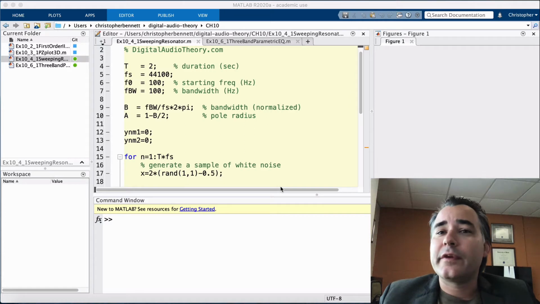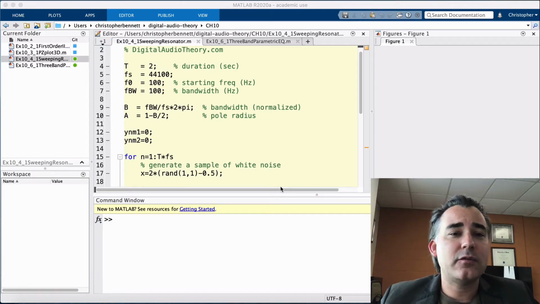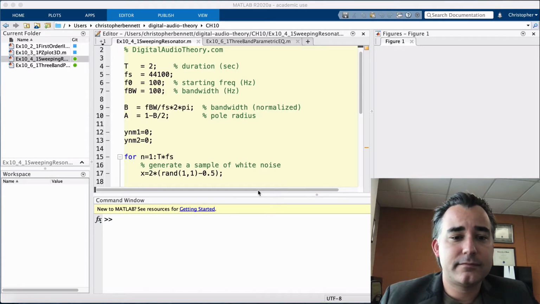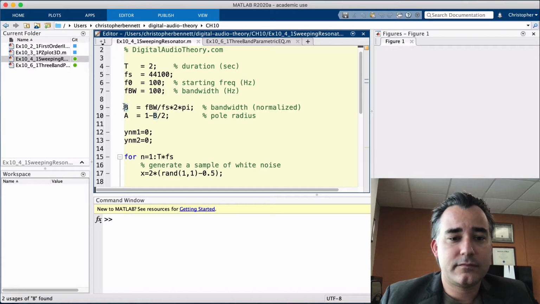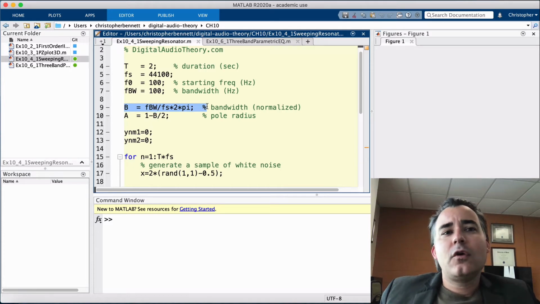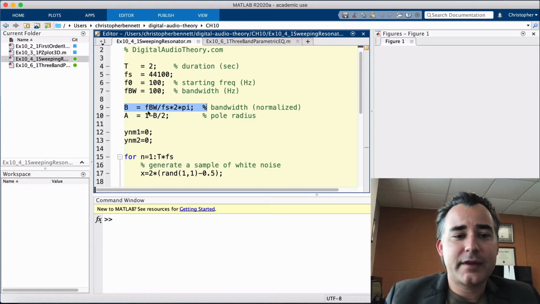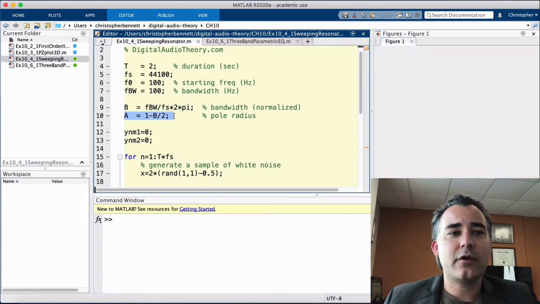Any frequencies that are within 3 dB of the peak frequency together comprise the bandwidth, B, of the resonator. We can also define a normalized bandwidth as simply 2 pi times the desired bandwidth in hertz over fs. Once this has been specified, we can set the pole radius A as 1 minus the normalized bandwidth over 2.